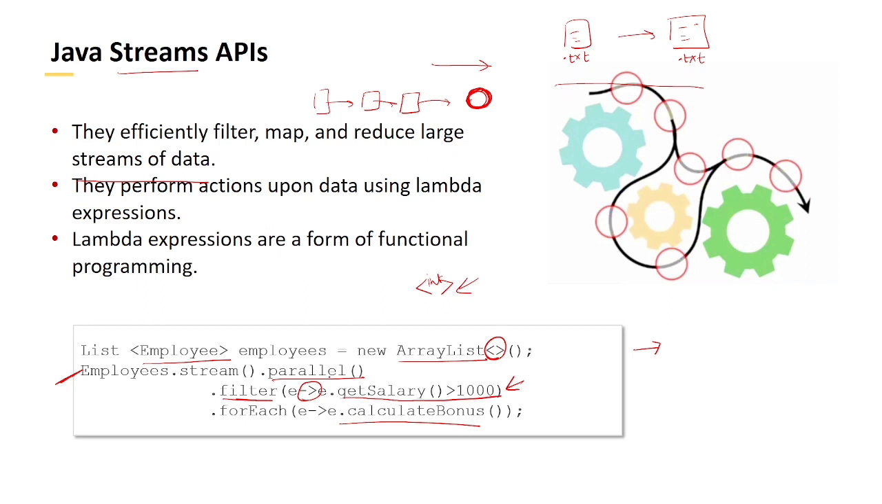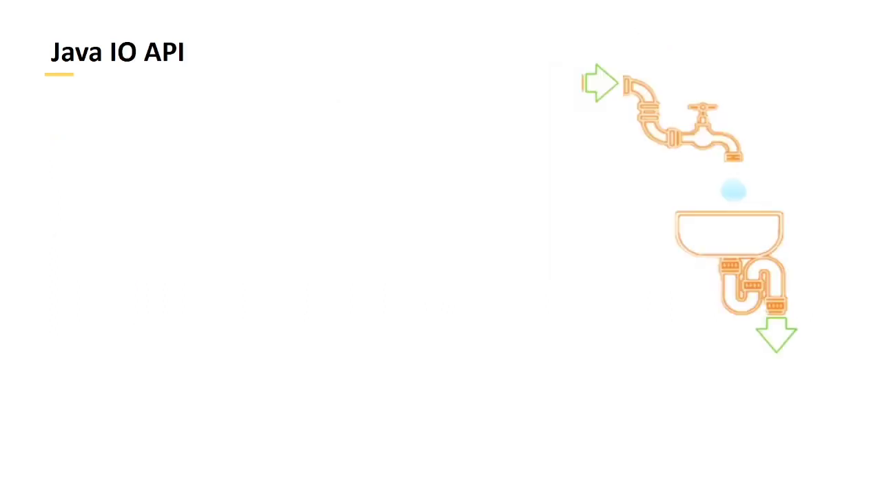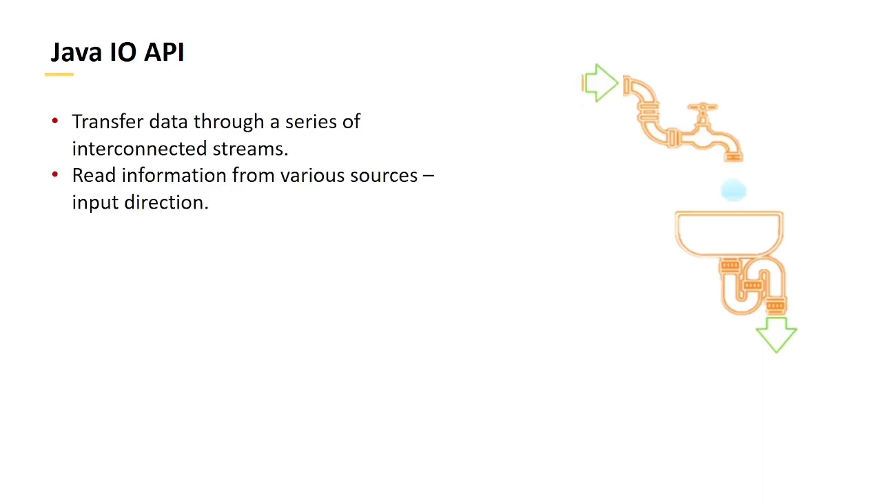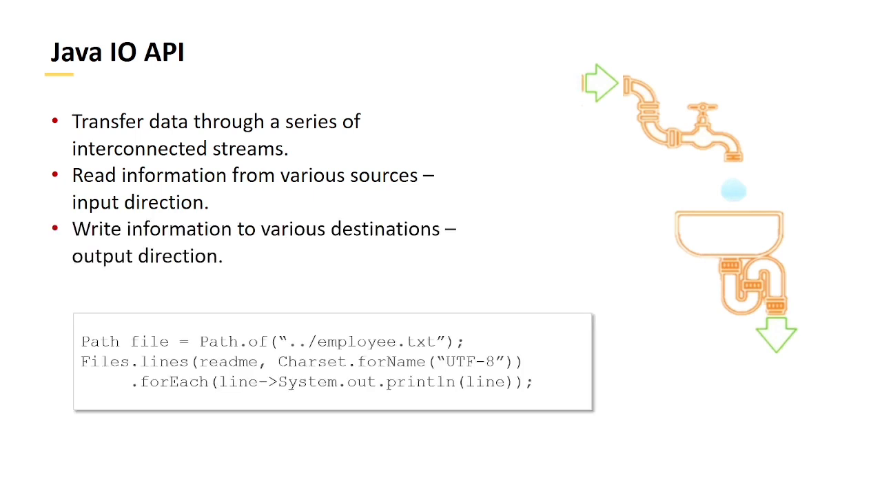So these lambda functions are there. Other than that, we have I/O APIs. It helps in transferring data through a series of interconnected streams, reading information from various sources, and writing information to various destinations. So you can see we have a file, and we are taking the file from the path, and then we are reading the character set which is UTF-8, and for each line present in the file, we are printing that line.